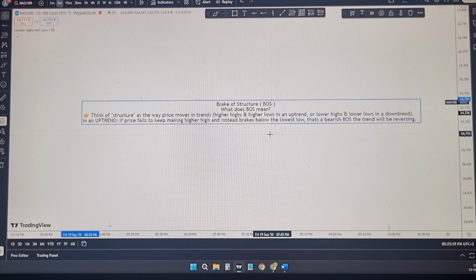So in an uptrend, if price fails to keep making higher highs and instead breaks below the lowest low, that's a bearish break of structure. The trend will be reversing.